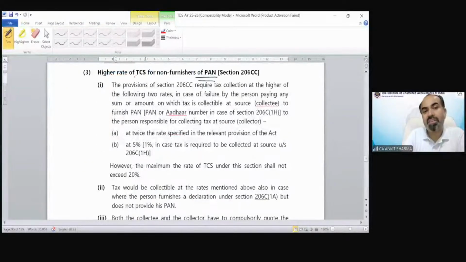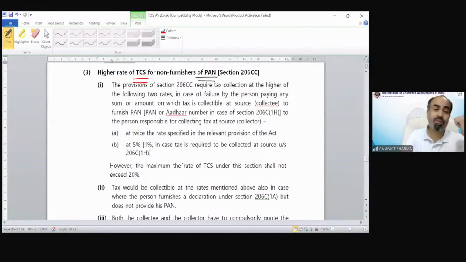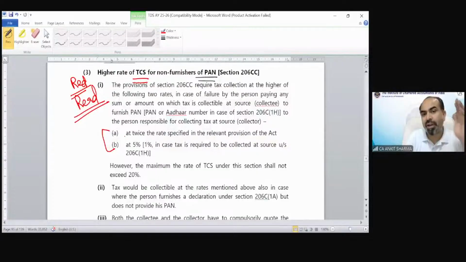There is a higher rate of TCS also, as there was a case of higher rate of TDS. If you are not submitting your PAN number, or if you have not filed your return of income, this is read in the same case. Only two rates, whichever is higher, you have to pay TCS according to it: at twice the rate specified in the relevant provision, or at 5%. However, the maximum rate of TCS under this section shall not exceed 20% also.